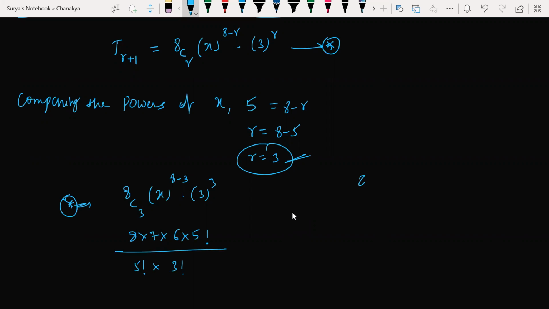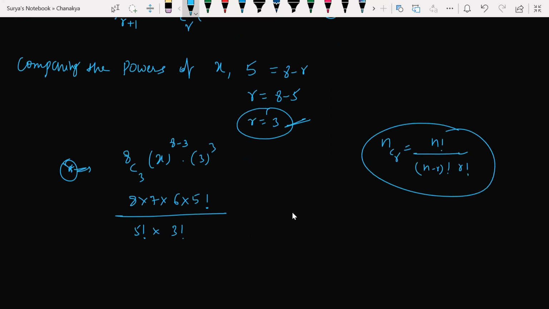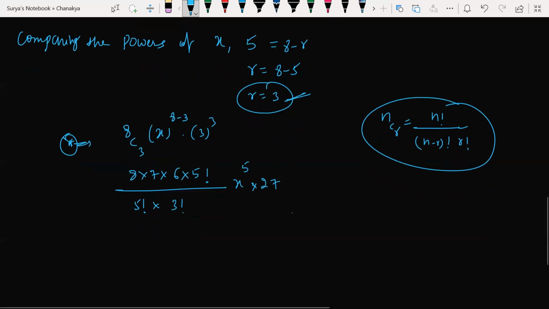I'm using the nCr formula, guys. What is the nCr formula? n factorial divided by n minus r factorial into r factorial. I'm using this formula. We learned this in permutations, right? So into x to the power of 8 minus 3, that is 5, into 3 to the power of 3. 3 to the power of 3 is 27, correct?